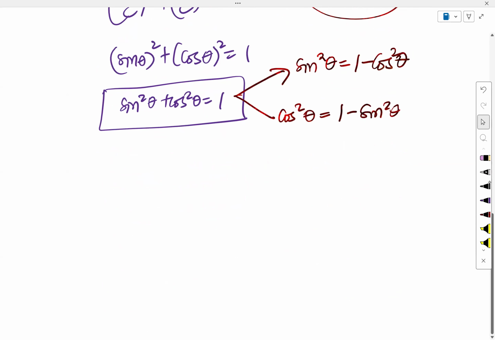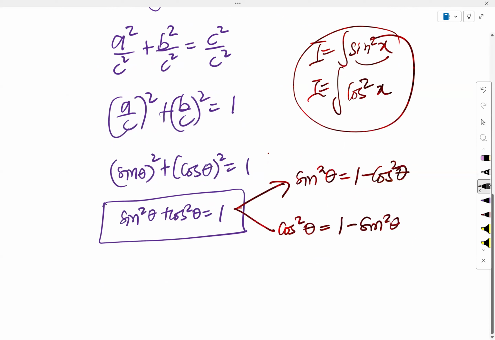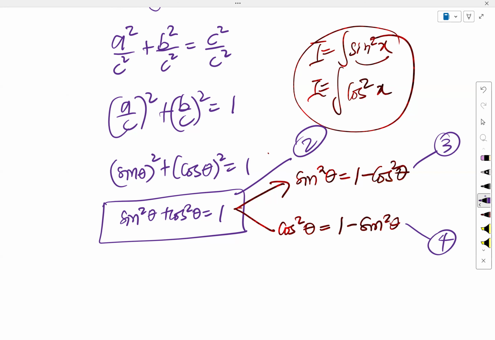What if we go back to the Pythagoras theorem, right? We can call this equation, I mean, you can name all these equations. Let's say this is equation 2, this is equation 3, and this is equation 4, if you like.